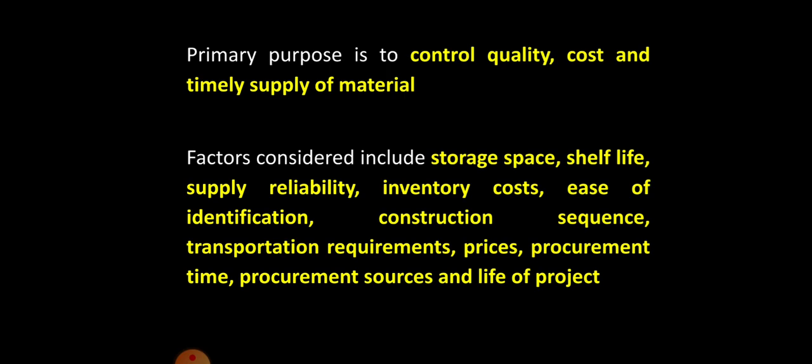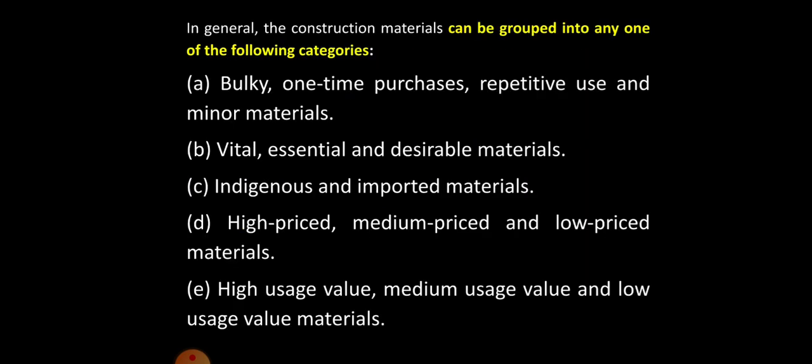There are many factors that need consideration while classifying materials, and these include storage space, shelf life, supply reliability, inventory cost, ease of identification, construction sequence, transportation requirements, prices, procurement time, procurement source, and life of the project. In general, construction materials can be grouped in one of the following categories. The first category is bulk, one-time purchase, repetitive use and minor materials.